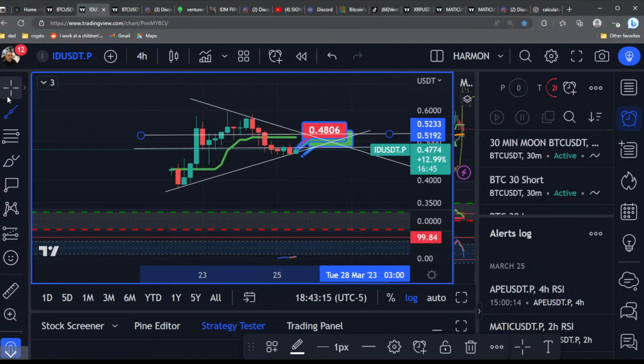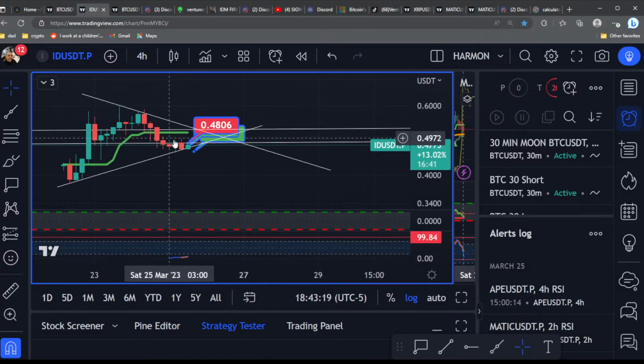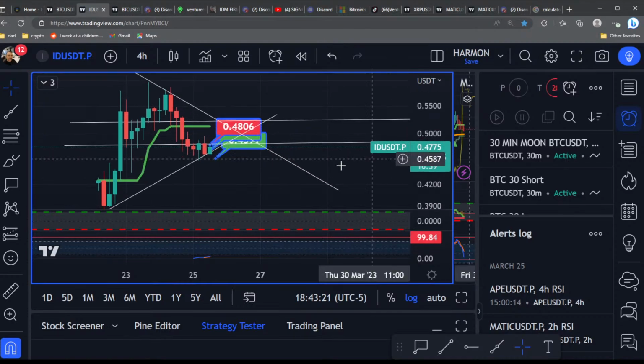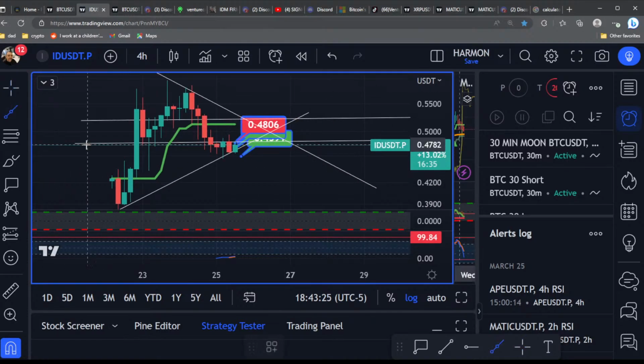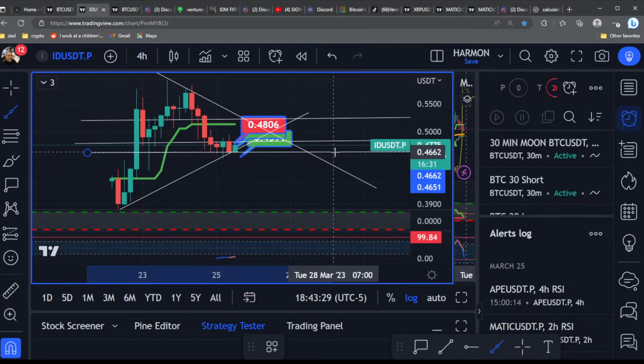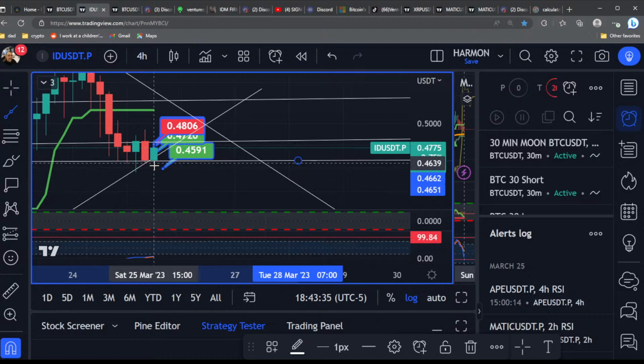So now we have a nice little setup here of resistance and support lines that we can take a look at, and that'll give us an idea of what we're working with. And then the next one, if this falls down, is going to be right about here, right? So you want to have about 3 lines on the 4 hour, just so you have an idea of where you're going or what you could do. So that's our 4 hours right there.